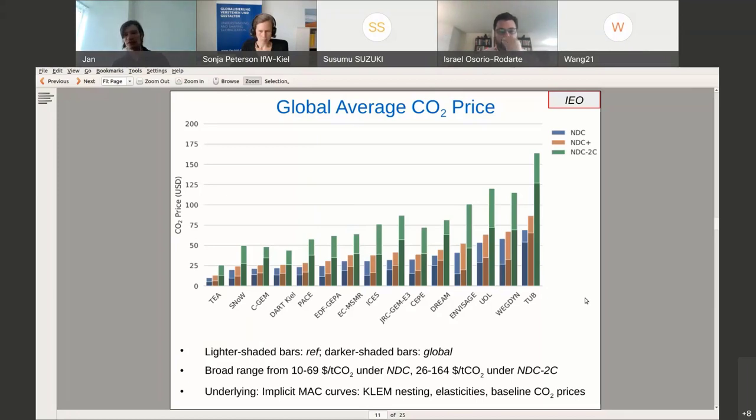So all of these models produce global, regional, sectoral, implicit marginal abatement cost curves that depend on the way that production and consumption is actually modeled with respect to structural assumptions that, for example, refer to the KLEM nesting and KLEM elasticities. So the way that capital, labor, energy, and materials can actually trade off in production and consumption, and also in the way that fossil fuels are supplied, and, for example, how different new technologies or other technologies are taken into account, like CCS and so on and so forth. So what we here see with these CO2 prices is basically the range of implicit marginal abatement cost curves that these models produce and then parameterized with our streamlined scenario assumptions.